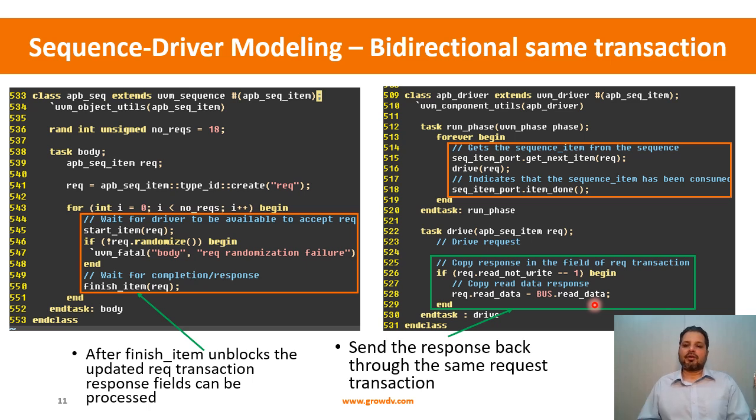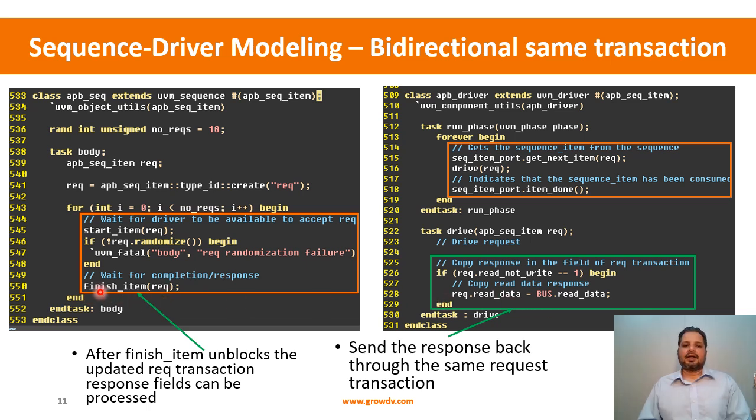So from whatever we have picked up from the bus, this is the response in a way. You can think of it like that. So we copy that in the same field. Now when we do this sequence item port.item done, which unblocks this particular finish item, then the response field can be processed. That is, I can say, for example, after this point, $display request.read data.